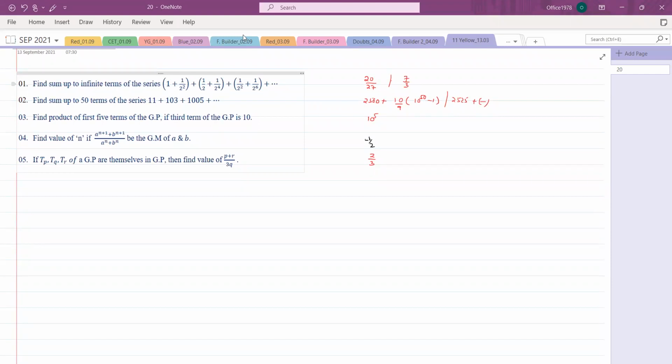Okay. First one. Find the sum up to infinite terms of the series.